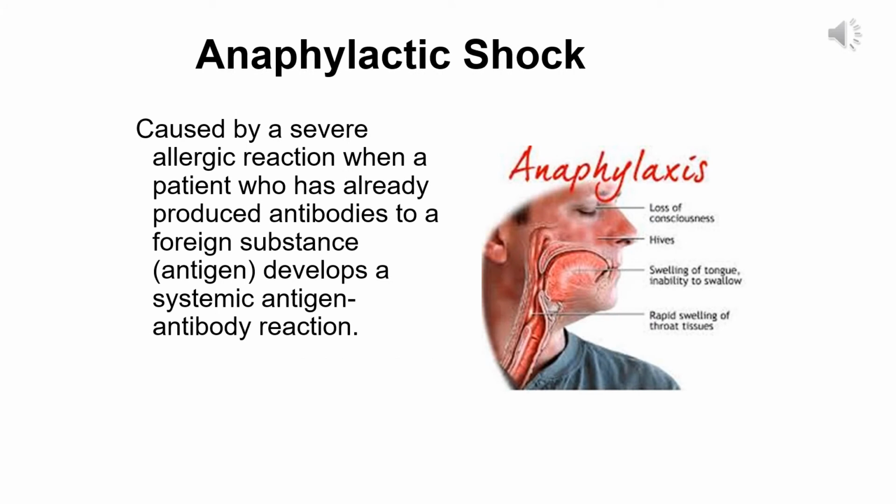The last shock that we're going to talk about is anaphylactic shock. Anaphylactic shock comes from a severe allergic reaction. The patient usually already has antibodies to this foreign substance and develops a systemic antigen-antibody reaction. This can happen the first time people are exposed, but it can definitely happen with repetitive exposures.